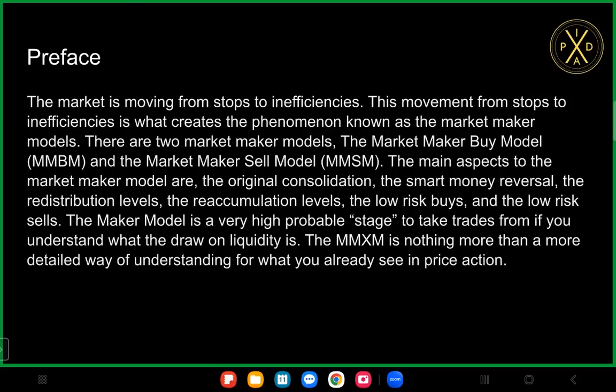All right, so that last part is more so about understanding the delivery as opposed to just seeing the market maker model from a pattern-based perspective. And that's the level that I want to try to get you guys at by the end of the video. All right, so let's go ahead and move on to the next slide.